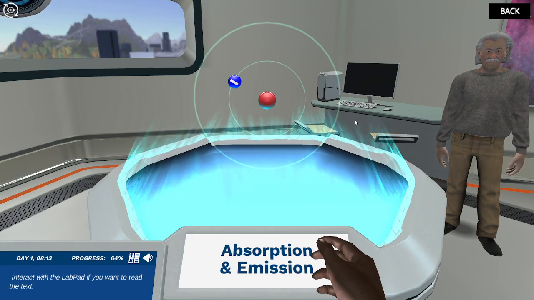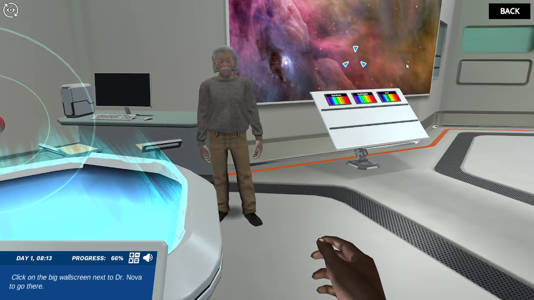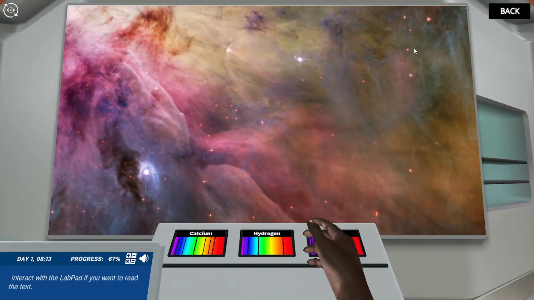In the process, the energy released appears to us as bright colorful explosions in the sky. The colors we see depend on the chemicals in the fireworks. If we want a blue explosion, we use copper; for a green one, we use barium. And so on. Click on the big wall screen next to Dr. Nova to go there. Okay, let's get down to business.